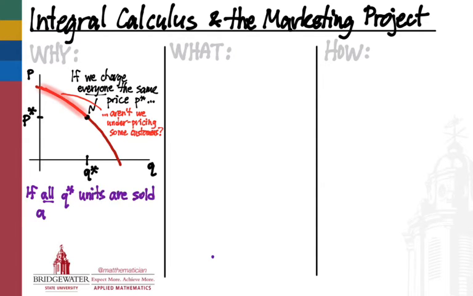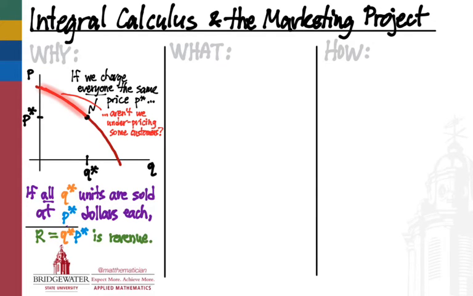So if we just charged everybody the same price across the board, the same flat Q star units sold at P star dollars, then the amount of revenue that we make, revenue is quantity times price, is just Q star times P star. Right? Let's say I produce 100,000 units, I sell them at $50 a piece, I'm going to be making $5 million in sales revenue. It's just the product of the quantity times the price.